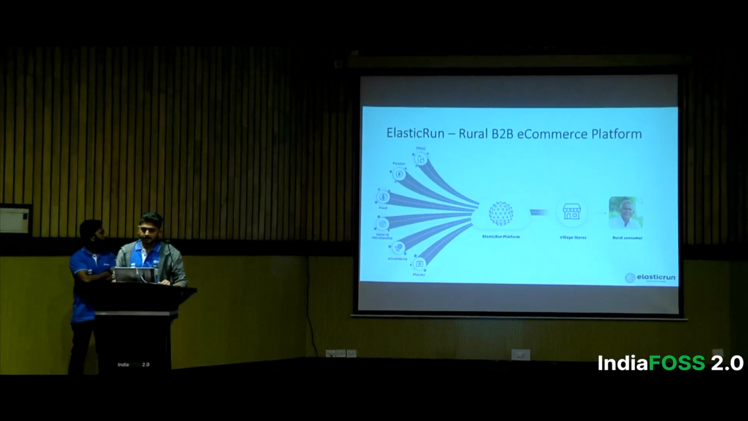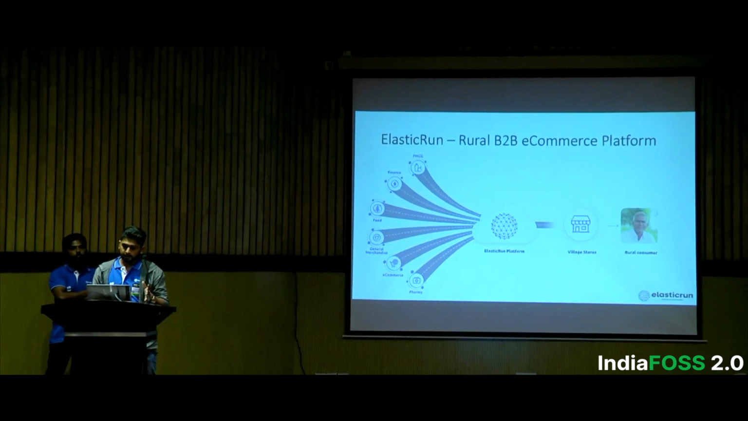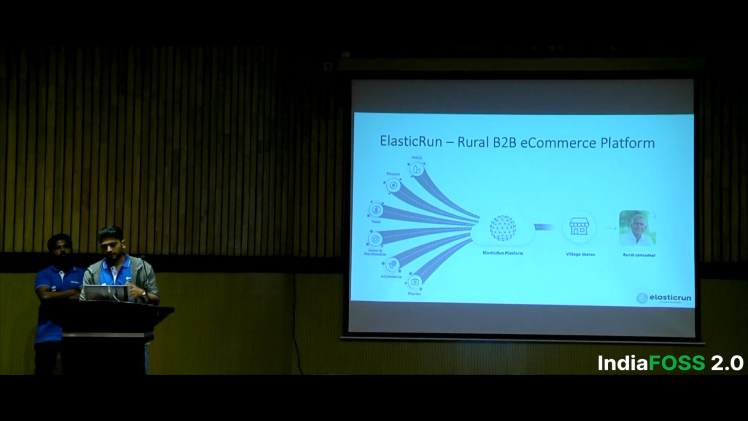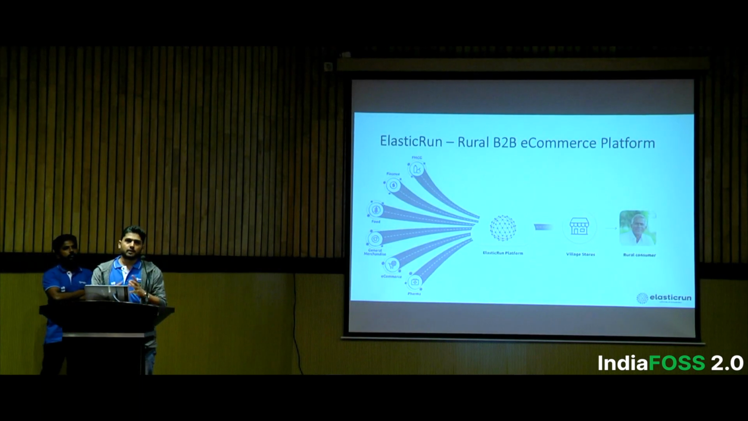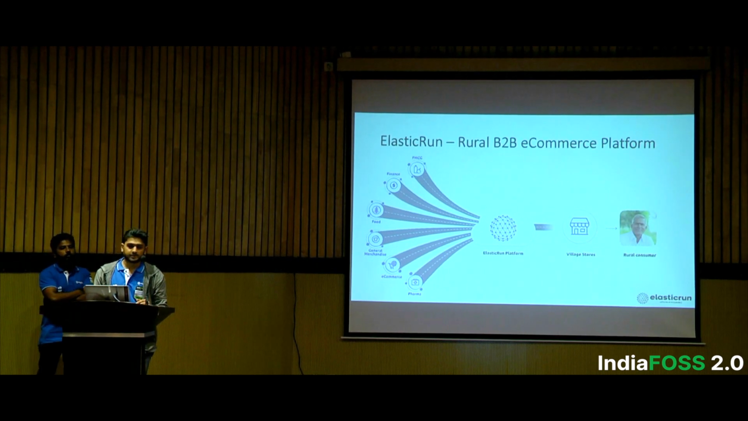ElasticRun is a B2B e-commerce platform dedicated to the rural part of the country. What I mean by that is that an FMCG company like Marico or P&G can now connect to their rural customers using our platform. Similarly, a financial institute can leverage this to extend their financial services. B2C e-commerce companies use it to connect to their rural customers and get their shipments delivered. Similarly for pharma, for general merchandise, etc.